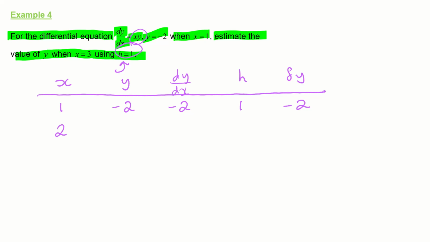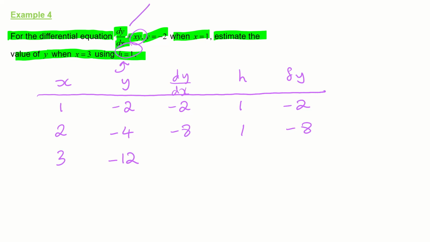And then the y will be the current y add the delta y, so -2 add -2 is -4. So the next dy/dx, multiplying x and y, is -8. h is 1, so this is -8. The next x is going to be 3, and then -4 add -8 is -12.